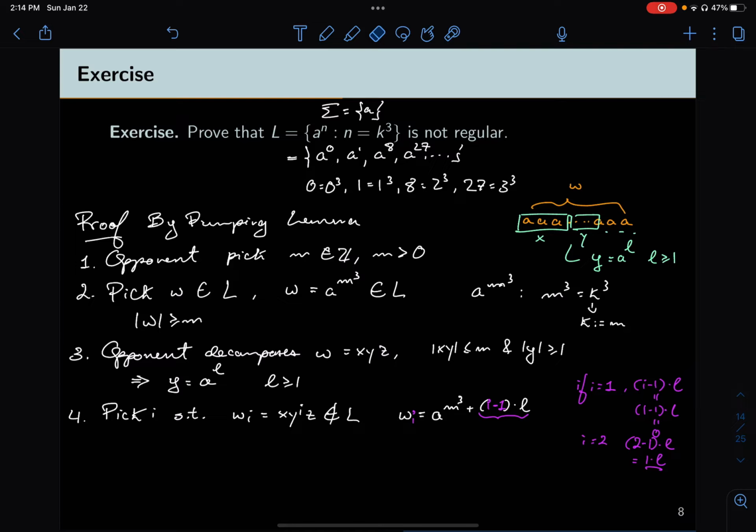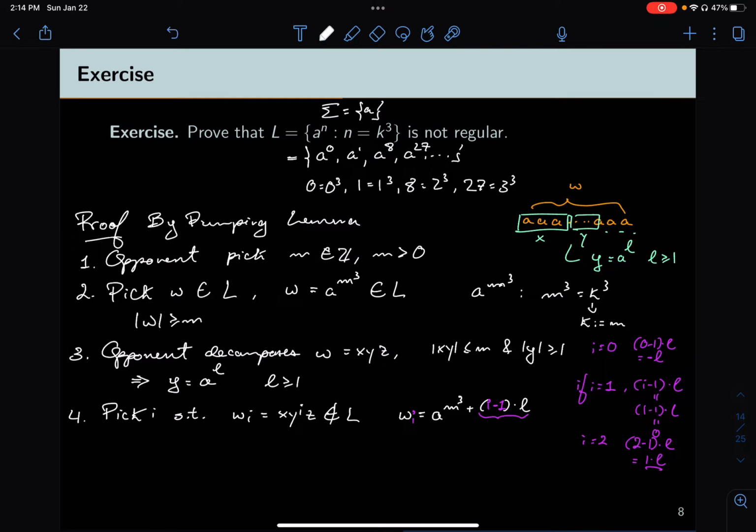And if i is equal to 0, we should pump down, so we should get a smaller string, and that's in fact what happens. Because then we get 0 minus 1 times L, so we're actually taking away L a's. And so what we need in our case is that m cubed plus (i minus 1) times L is not a perfect cube.